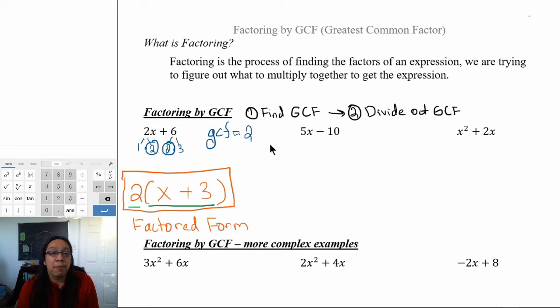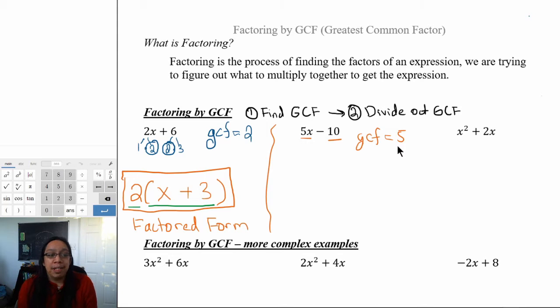So let's go ahead and repeat the process, but with this middle example of 5x minus 10. With 5x minus 10, again, let's think about what's the greatest common factor of 5 and 10? If you do your factor tree for 5 and for 10, you're going to see that a common number that's shared between the factor trees of 5 and 10 is going to be 5. So the GCF of 5 and 10 is going to be 5.